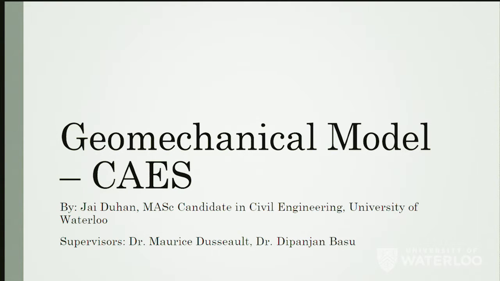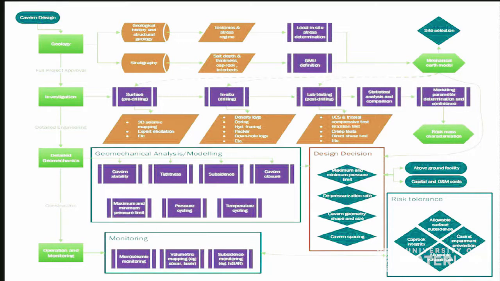This is a CAES design workflow that Fraser and I prepared earlier this year, and this is also the outline of my presentation. You don't have to read all the words on this slide, because I'll be discussing these. Just focus on the left side, the green boxes. These are the four main phases of the geomechanical model: geology, data investigation, detailed geomechanics, including numerical modeling and numerical modeling analysis, and operating and monitoring.